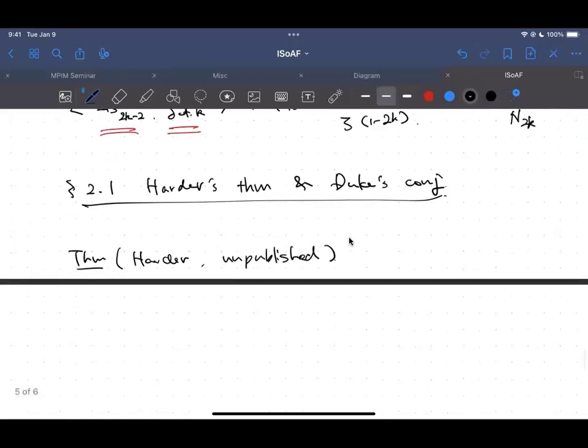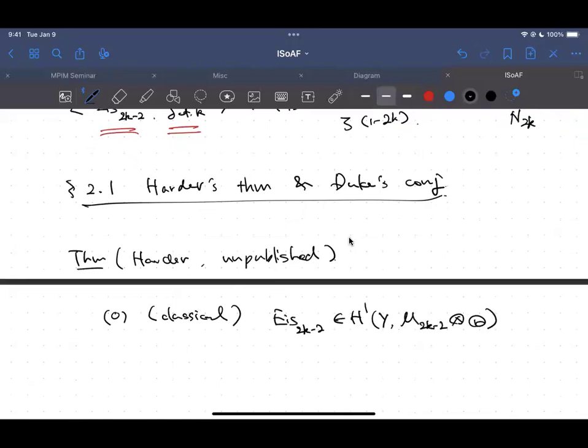Which says the following, but the zeroth part is the classical thing which is known before Hohto. So, which says that this Eisenstein class, which is a priori defined over a complex number, is actually defined over a rational number. So this is the rationality of this Eisenstein class.